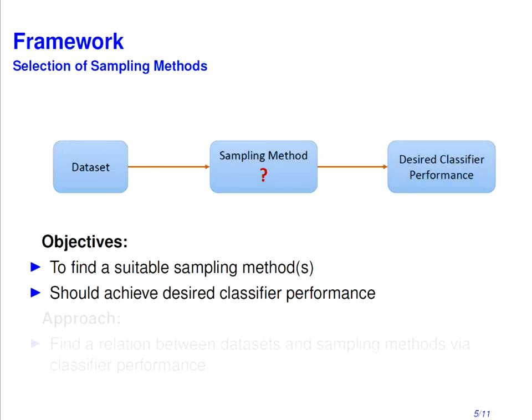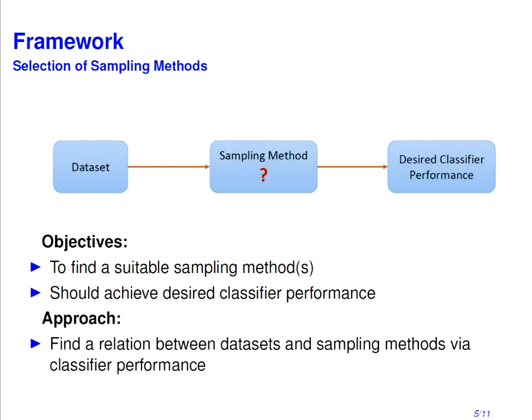So the objective is to find a suitable sampling method, or a small set of sampling methods, which achieve desired classifier performance after a dataset is resampled using that particular method. Therefore, we try to find an objective relationship between the datasets and sampling methods via the classifier performance. So that is the approach that we propose.